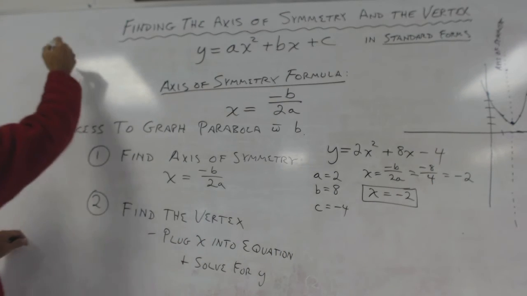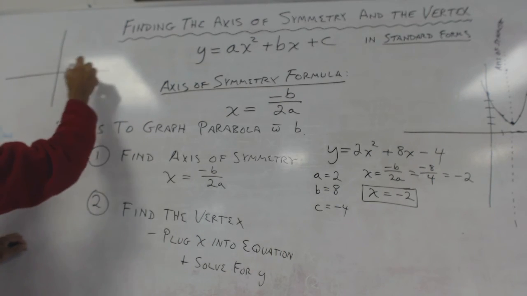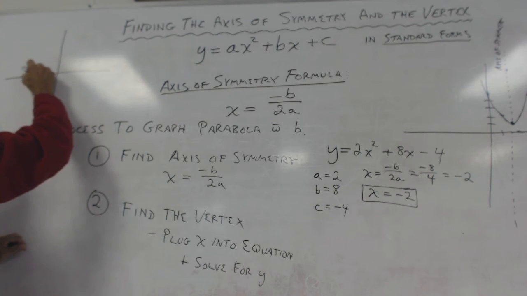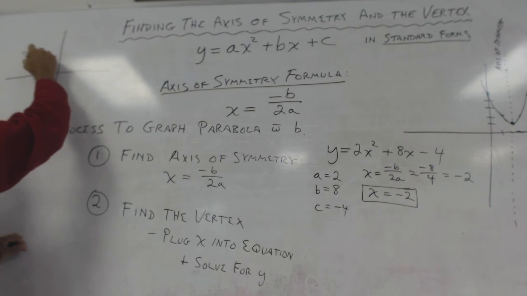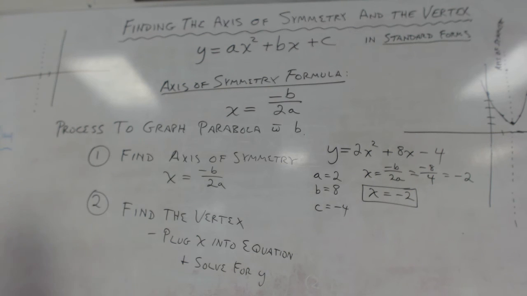So I could easily come over here and graph that. X is equal to negative 2. Negative 1, negative 2. And it's just a vertical dashed line at negative 2. X equals negative 2. Remember? X is always negative 2. No matter where you are, up or down, X is always negative 2.